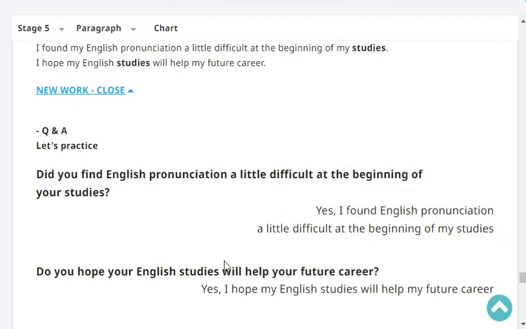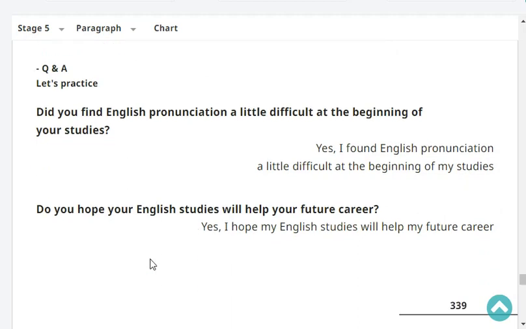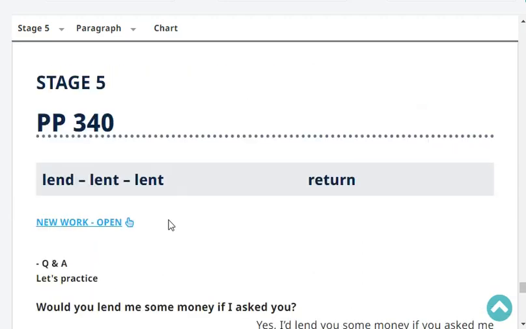Let's practice. Did you find English pronunciation a little difficult at the beginning of your studies? Yes or no? Yes, I found English pronunciation a little difficult at the beginning of my studies. Do you hope your English studies will help your future career? Yes, I hope my English studies will help my future career. Very good.